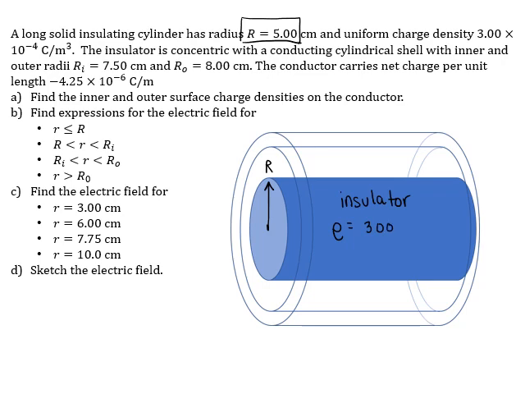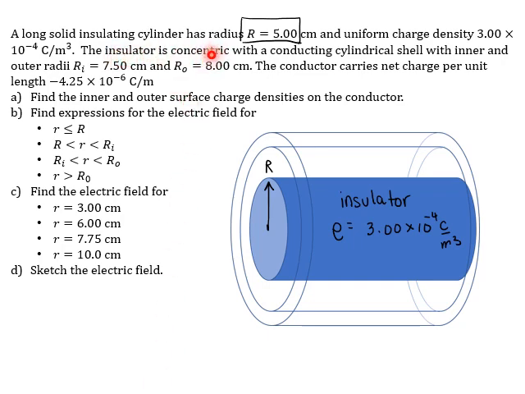Oh, hang on. I was going to write 300 microcoulombs, but why don't I just write down the number that was given? 3.00 times 10 to the minus 4 coulombs per meter cubed. Cubed because it's a volume charge density.